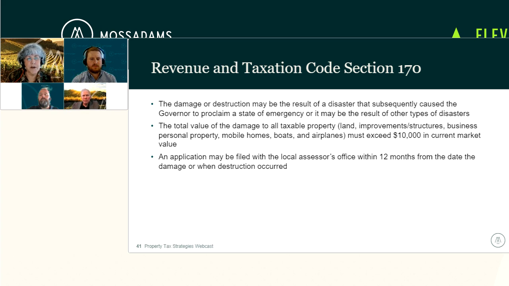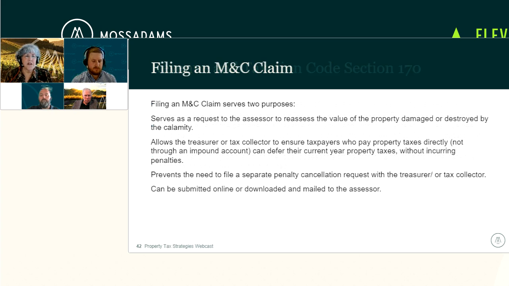As we talked about in the polling question, the application has to be filed within 12 months from the date the damage or destruction occurred. Filing this claim form does two things. It puts the assessor on notice that he needs to revalue the property as of the date of destruction or damage, and it allows the tax collector to defer the current year's payment of the property taxes without incurring penalties. It also prevents the need to file a separate penalty cancellation request with the tax collector treasurer's office.